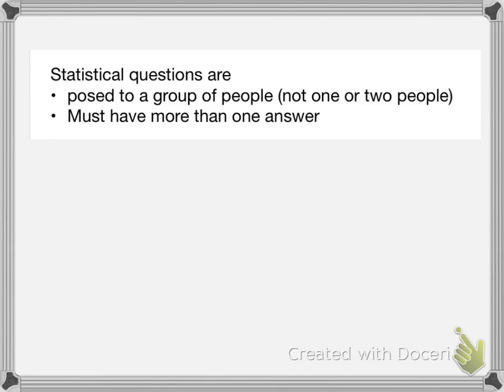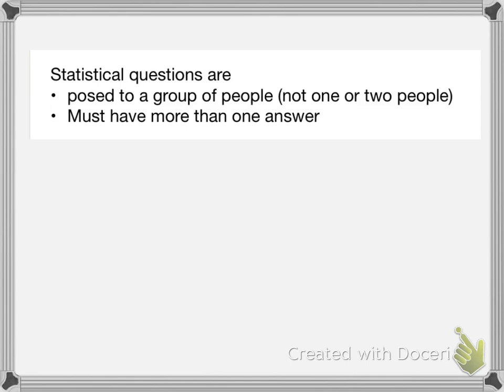So we're going to start here with statistical questions. Statistical questions are posed to a group of people, not just one individual or two people. So if a question is asked to just me or just you, that is not a valid statistical question, because we want to be able to gather a lot of data to be able to graph it. So if we get just one answer from one person or two people, it's not enough information to calculate averages or to graph it. That leads to the second point: it has to have more than one answer.